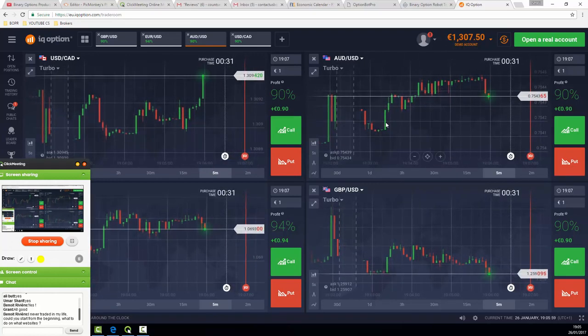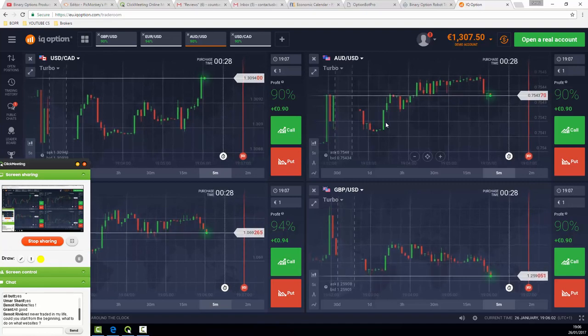USD CAD's on a bit of a rise. And now what you're going to want to be doing is identifying some trends.